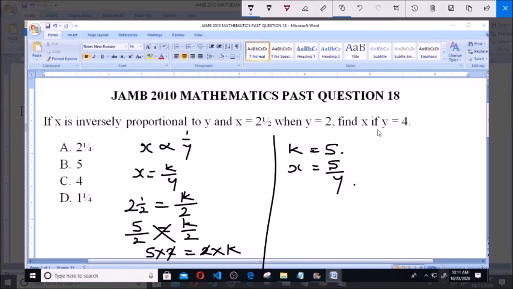Now we are asked to find x if y is equal to 4. So if y is equal to 4, x is equal to 5 over 4, which is equal to 1 whole number 1 over 4, and that is option D.